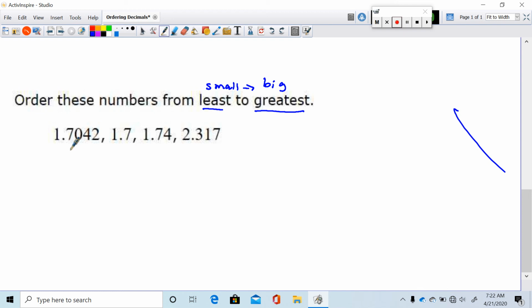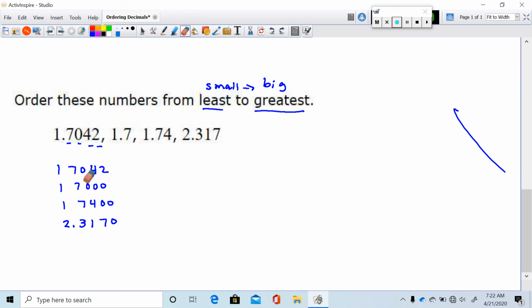Looks like it's 4 again. 1, 2, 3, 4. So 1.7042, 1.7000, 1.7400, and 2.3170. Once you make them have the same number of numbers after the decimal, then you can take the decimal away.